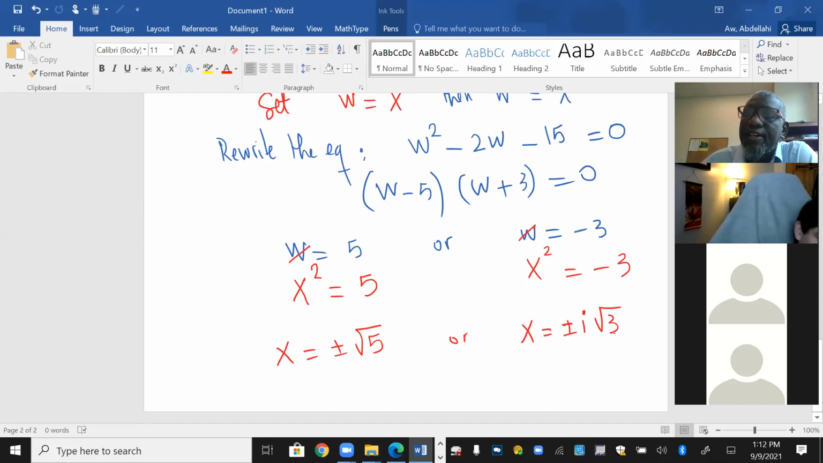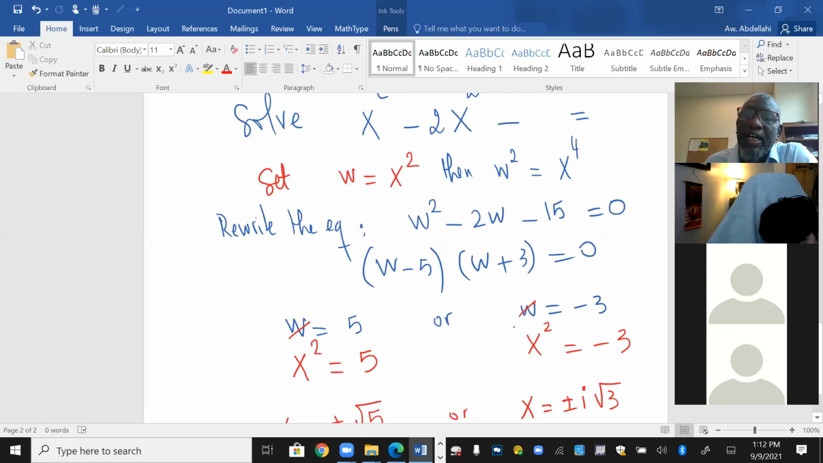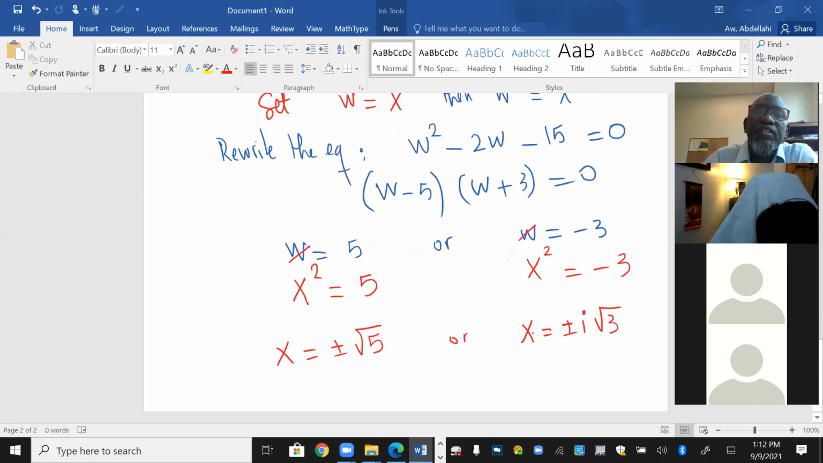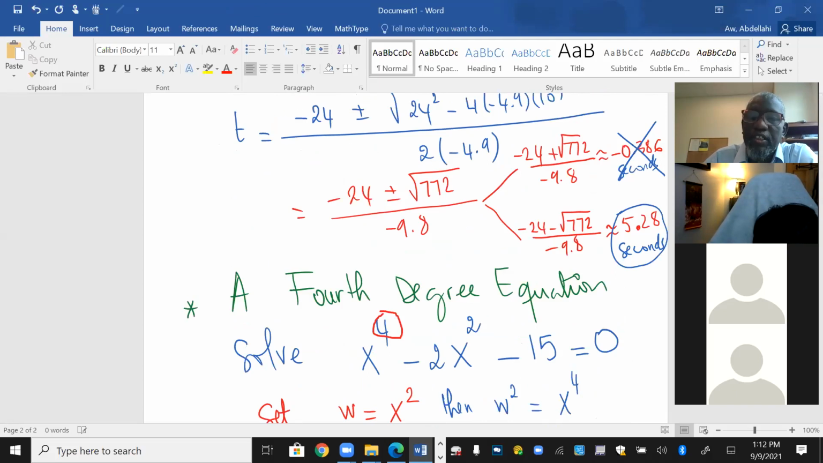How many solutions do I have? How many? 4. You have root 5, negative root 5, i root 3, negative i root 3. You have 4, right? Which is not shocking because my original equation has degree 4 right here. If I have 4 solutions, that is just logical, okay?